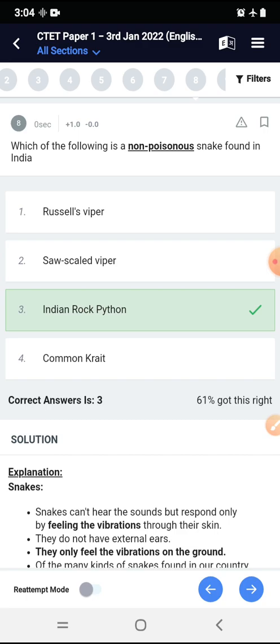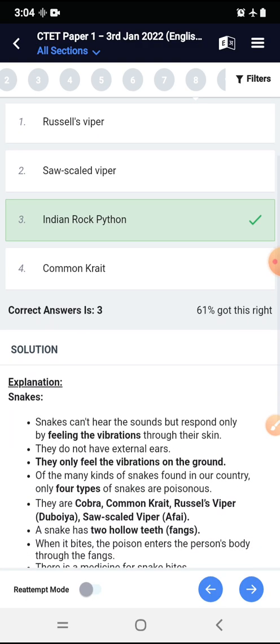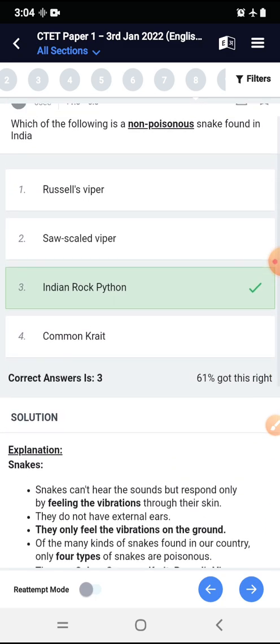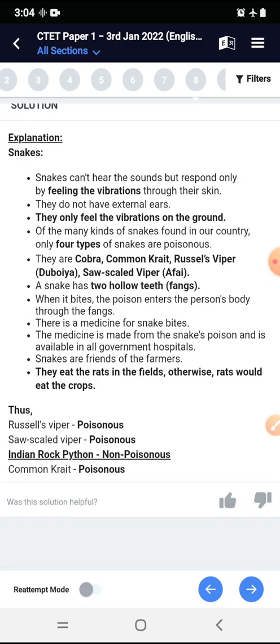Which of the following is a non-poisonous snake found in India? Indian rock python is a non-poisonous snake, and the remaining are poisonous. Russell's viper is poisonous. Saw-scaled viper is poisonous. Indian rock python non-poisonous. Common krait poisonous.